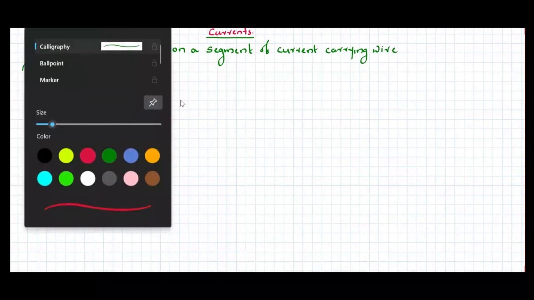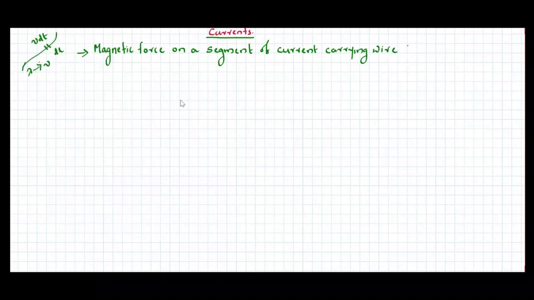We have seen that when a line charge lambda moves with velocity v, it will constitute a current I, that is lambda v. Therefore, the magnetic force on the segment of the wire can be written as integral I cross B dl, where B is the magnetic field through which the line charge is moving.